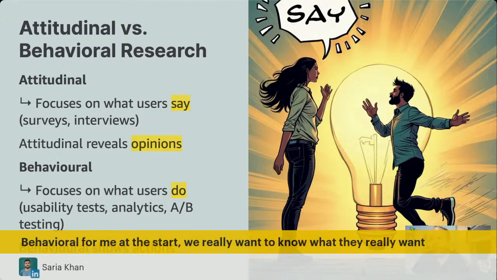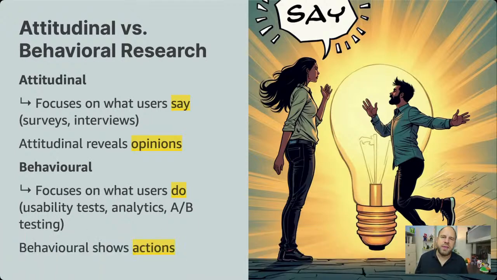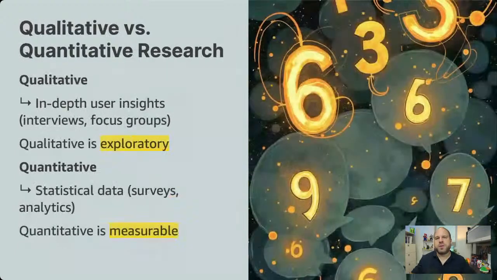Sarah says behavioral for me at the start. We really want to know what they really want. And again, behavioral, this is important to understand as well. Behavioral is really versatile. So some people also just swear by behavioral and say, I don't really need to do attitudinal stuff, which, you can live that life as well and it works fine. Just keep in mind that it is possible to do both. And that, of course, brings us to the next idea of qualitative versus quantitative research.